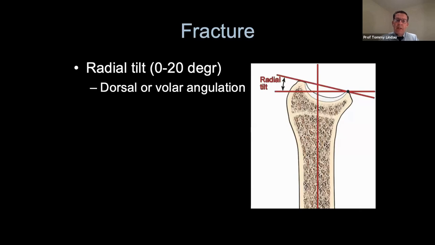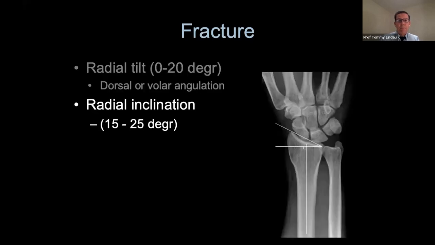So what we look at is the so-called radial tilt, which varies in between 0 degrees, which means that the radial joint surface is neutral to the axis, or down to 20 degrees of palmar tilt. So we therefore present either a dorsal or a volar angulation. We also talk about radial inclination, which is the distance from the tip of the radial styloid down to the point of the most ulnar part of the radius. And this inclination varies in between 15 to 25 degrees.